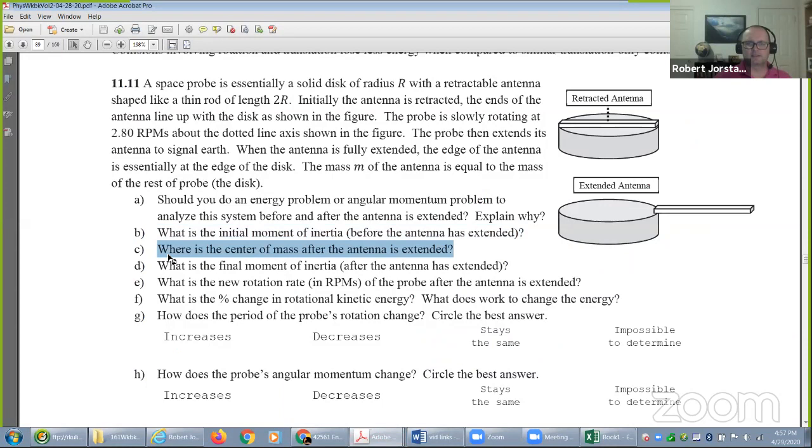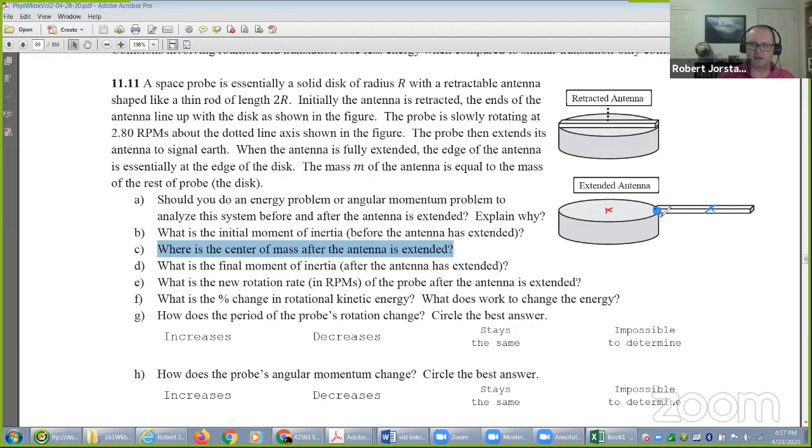We're looking at the center of mass. After the antenna is extended, where's the center of mass? Well, I know this one here is right there. I know this one here is right there. And because they have the same mass and they're the same distance away, hopefully you agree, the center of mass should be right here at the edge, right?